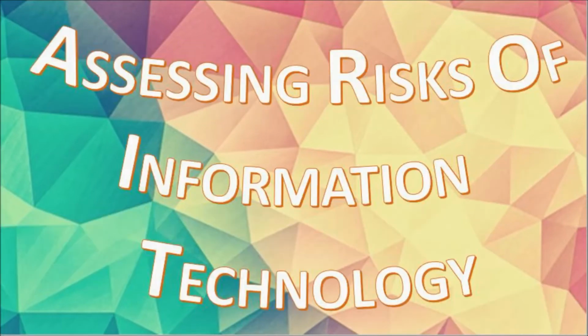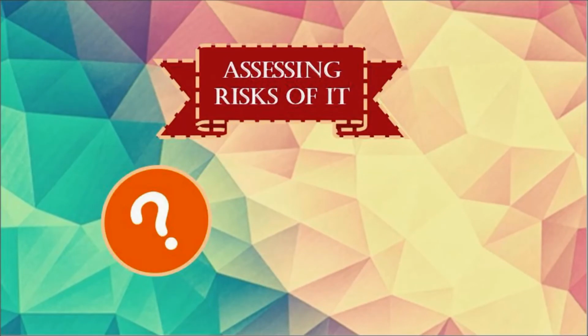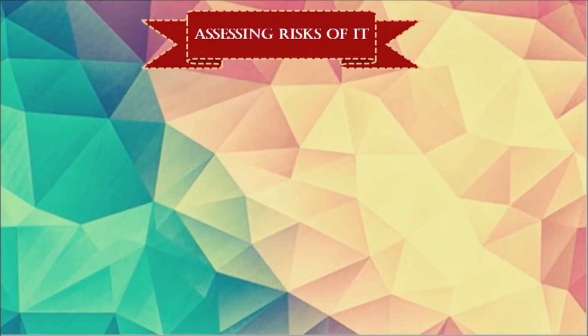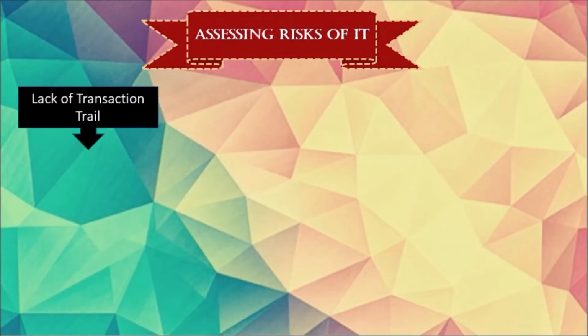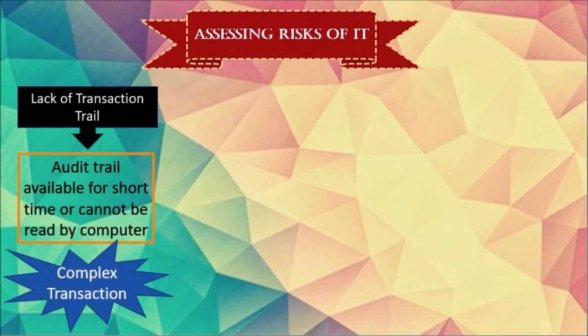Now let us move to the subtopic, assessing risk of information technology. Before we continue, why do we need to assess risk? It is to identify risks that may occur by using information technology in the audit process. The first type of risk of information technology is lack of transaction trail. This risk is where the audit trail may be available for only a short time or cannot be read by the computer at complex transactions, which can cause program application errors. It is difficult to detect it in time.